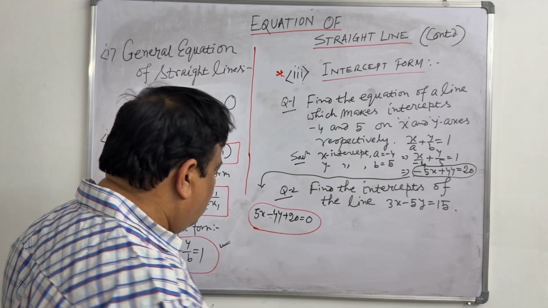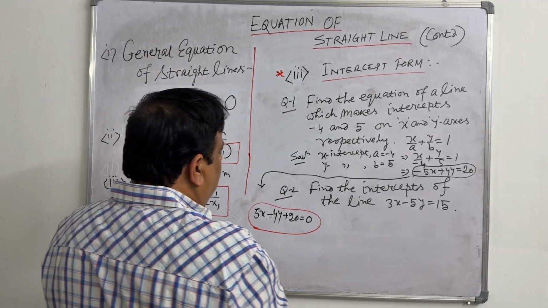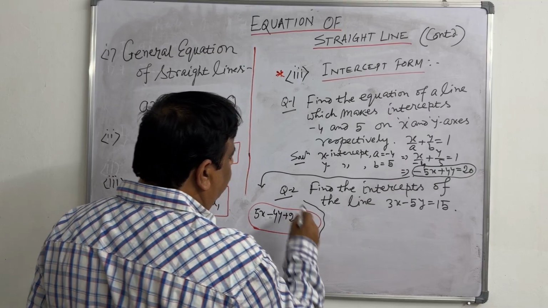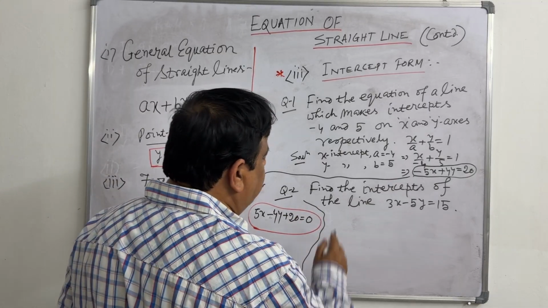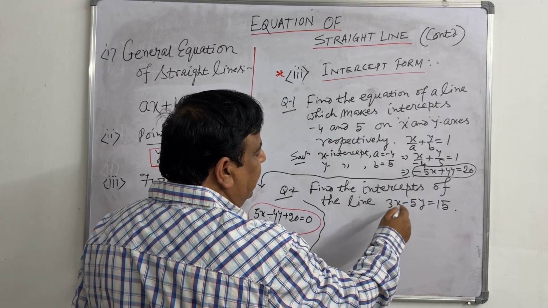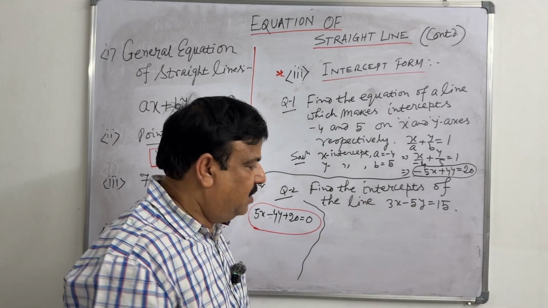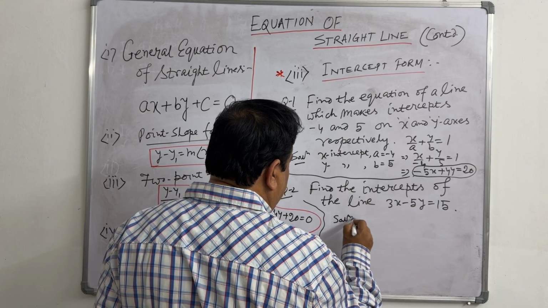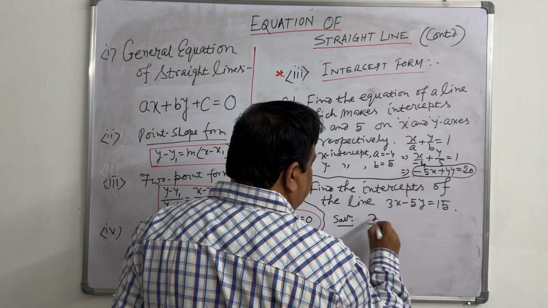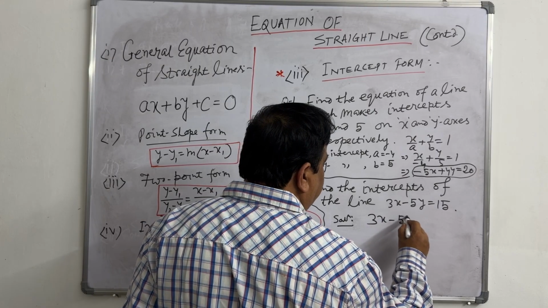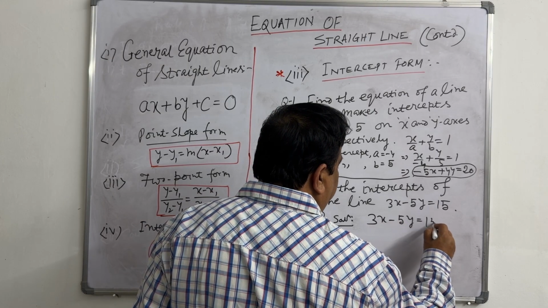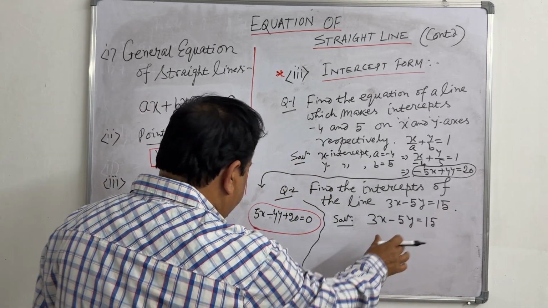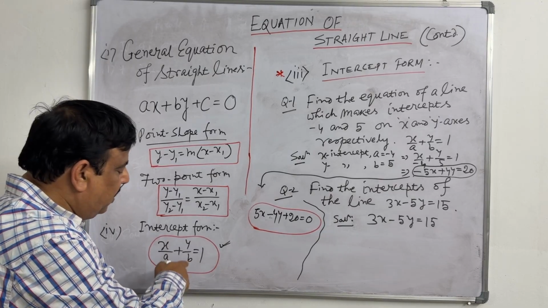Clear? Now, what is the solution of question number 2? What is question number 2? Find the intercepts of the line 3x minus 5y is equal to 15. Okay. So, what is the solution? The equation of the line is given as 3x minus 5y is equal to 15. So, now we should convert this equation into this form, x by a plus y by b is equal to 1.